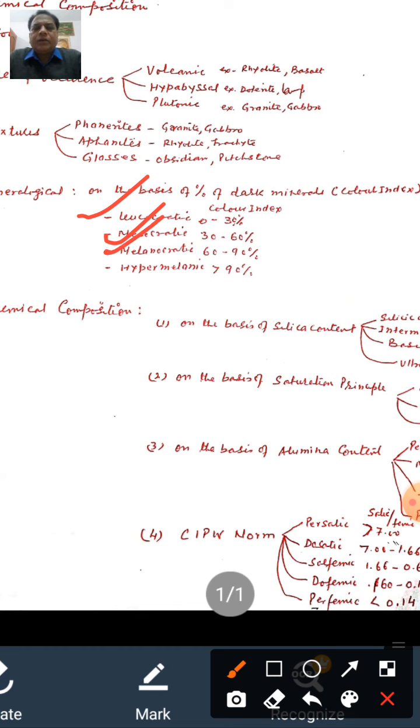And the third category, melanocratic, when the dark minerals are from 60 to 90%, means they dominate. And the fourth category is hypermelanic, when the dark minerals or the mafic minerals are more than 90%, naturally the rock will be dark colored. So this is the mineralogical classification, that is leucocratic, mesocratic, melanocratic and hypermelanic.